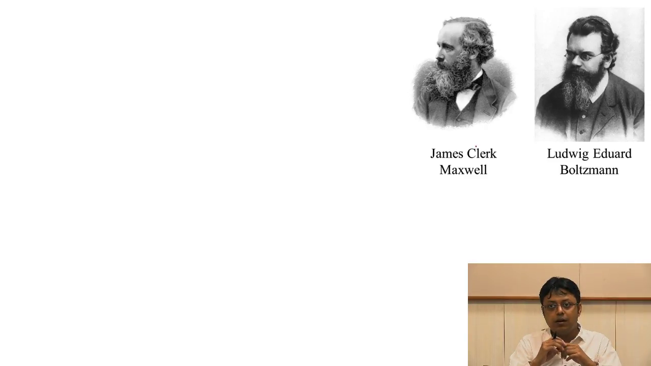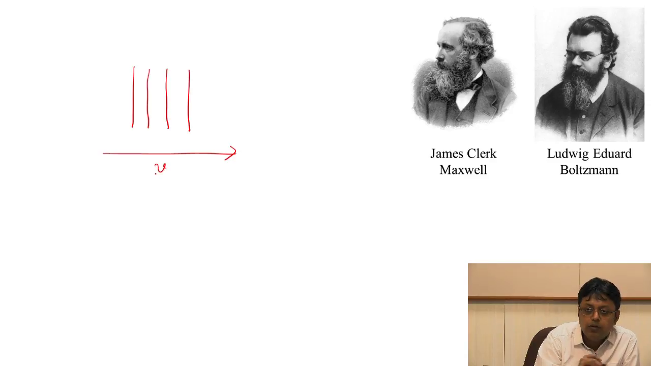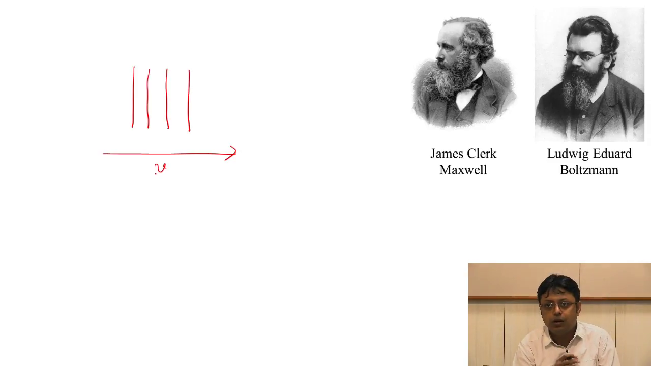But statistically, what you can say is that I have many molecules, and there is a distribution of velocity. Suppose this is the value of the velocity, or say speed. I should always say speed, because we're just considering the magnitude of it, so it is independent of its direction. That's exactly what we are going to evaluate.